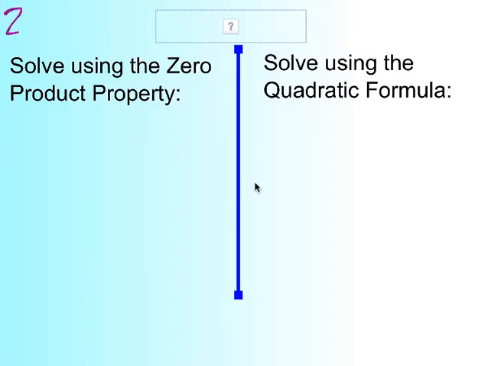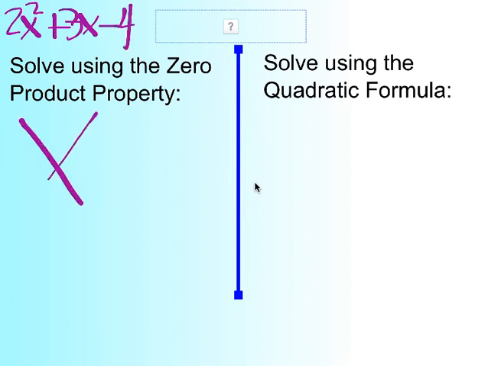So for this next one, we have 2x squared plus 3x minus 4, and that's going to be equal to 0. So let's go ahead and solve it using the zero product property. So I'm going to set that up. I'm multiplying to negative 8 and adding to 3. So what multiplies to negative 8 and adds to 3? Well, nothing. So it's not factorable.